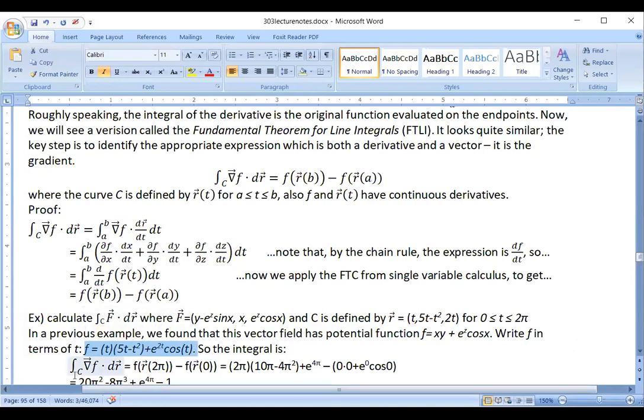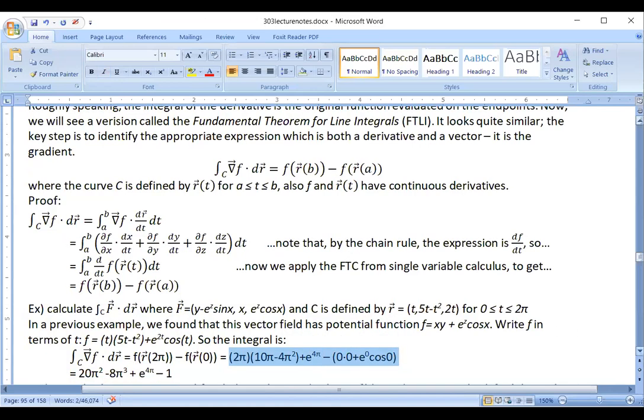And so now we know that the vector field F was actually the gradient of function f, so the integral of the gradient of f dot dr is just f of 2 pi minus f of 0. So plug that into the function and you just get this kind of messy expression here.